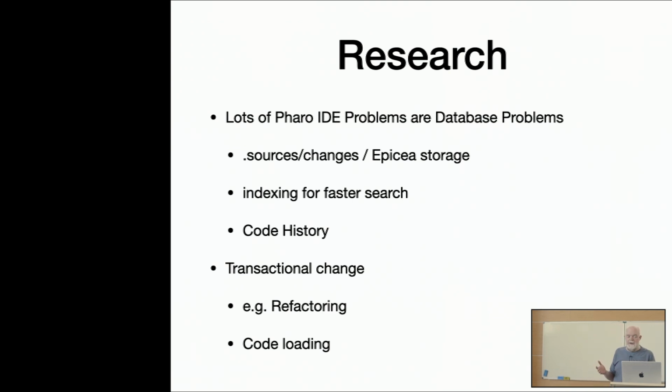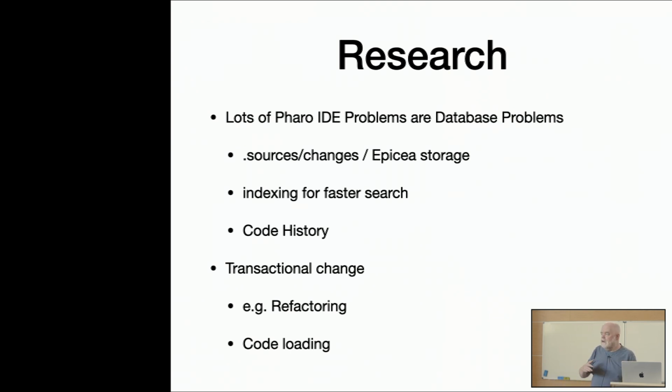One research direction is, if you look at Pharo and some of the problems we have, then you can actually think that they are database problems. So we do have the sources and changes mechanism and Epicea, and they are actually not that nice. For example, reading from the sources is really slow because, yes, we have an offset to a text file, but then it's just a text file, so it needs to actually parse to find the end of the text, which is really slow.